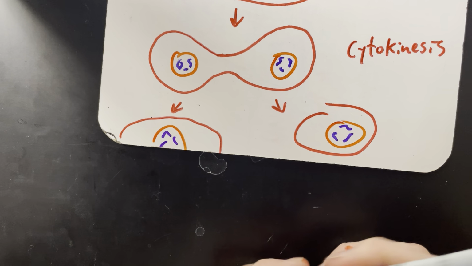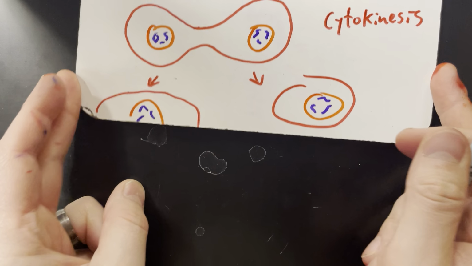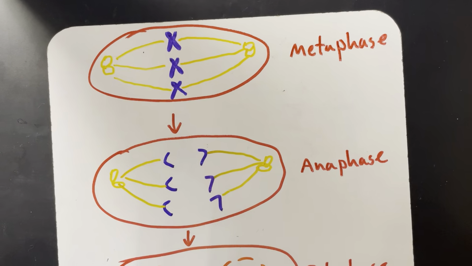At the end, we end up with two daughter cells. They're usually considered daughter cells. I don't know why there's no son cells.